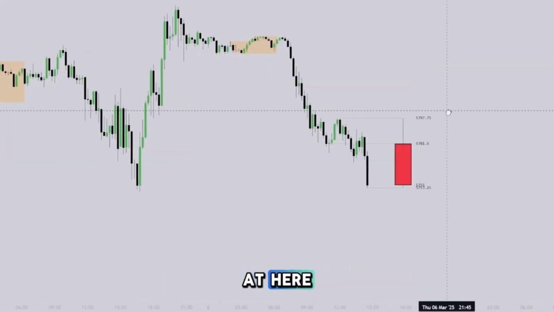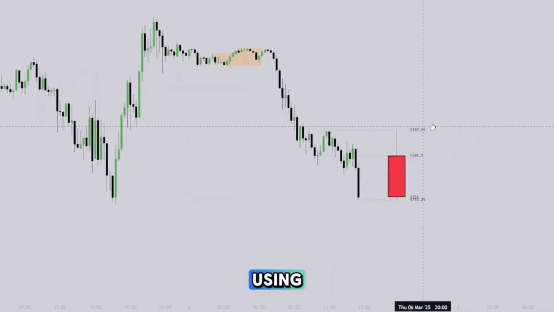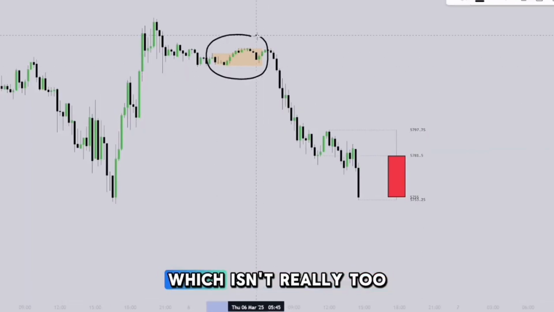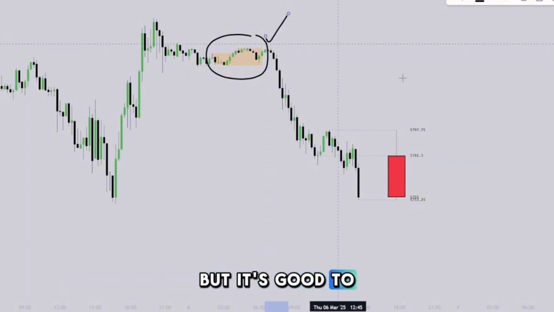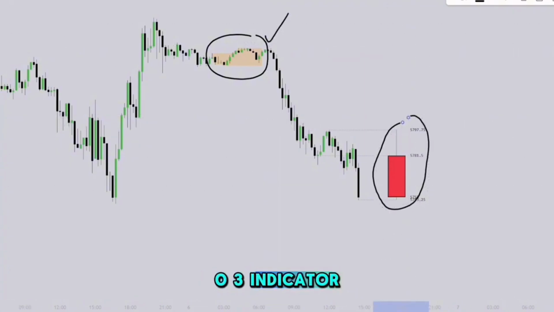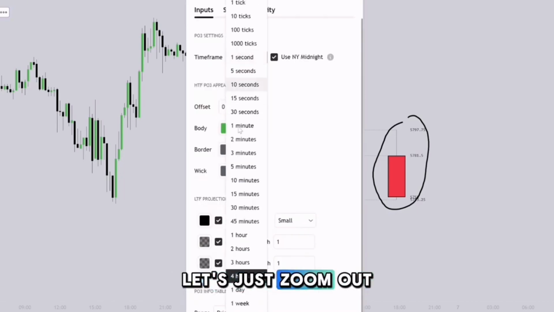So what we're looking at here essentially is, if we just zoom out a little bit, what are the two indicators that I am using? The only two indicators I'm interested in is the Asian session range, which isn't really too important, but it's good to have that. And the second is this PO3 indicator. The PO3 indicator was really based off two time frames, right? Let's just zoom out and understand, right?